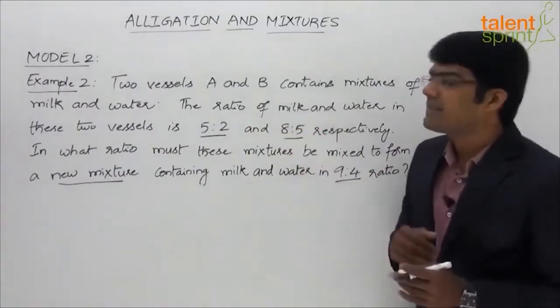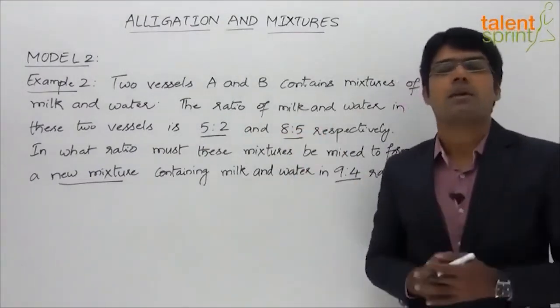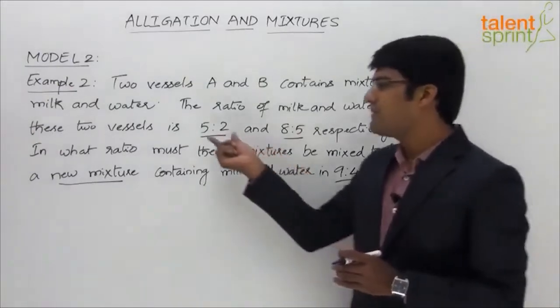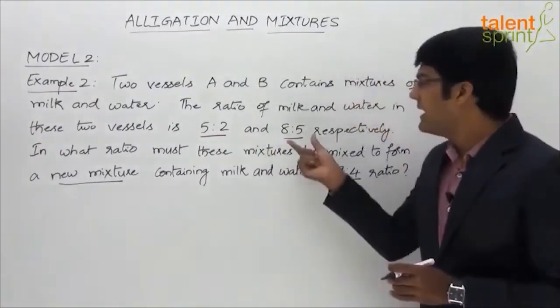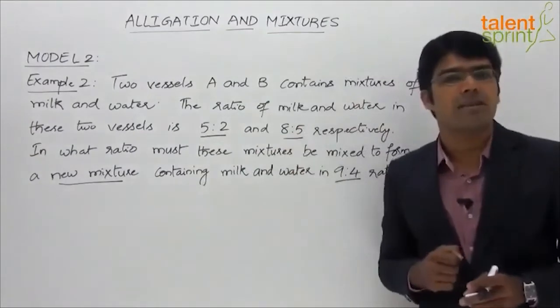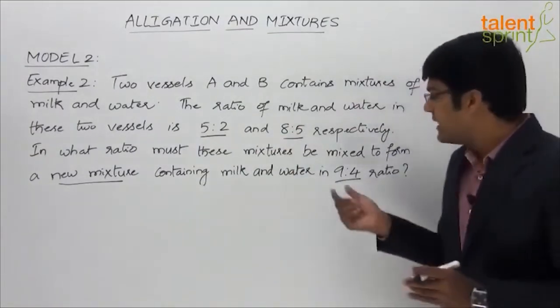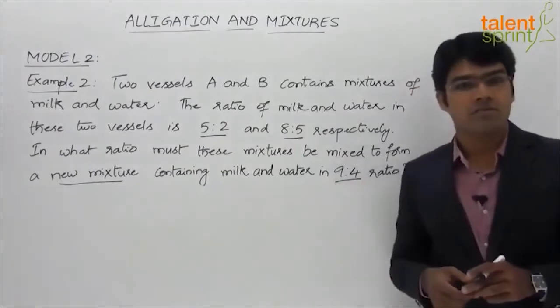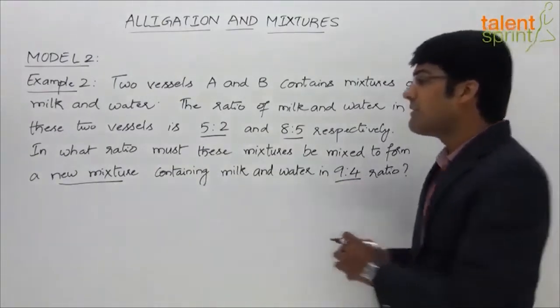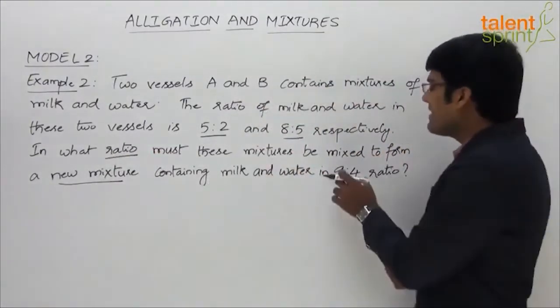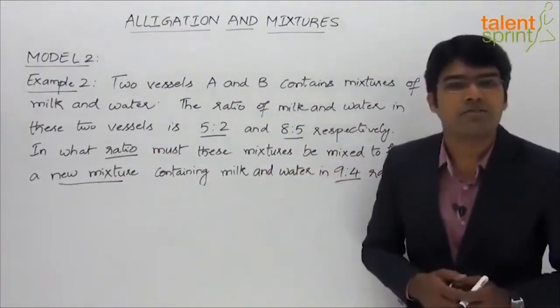As you can see here, this question is based on the case of compound mixture. We have got two different milk solutions. The first one has milk and water in the ratio of 5:2 and the second one has milk and water in the ratio of 8:5. And when these two mixtures are mixed, we get a new mixture in which the milk and water ratio is 9:4. And we are required to find out the ratio in which the two mixtures have to be mixed so that we can get the final mixture of 9:4 ratio.